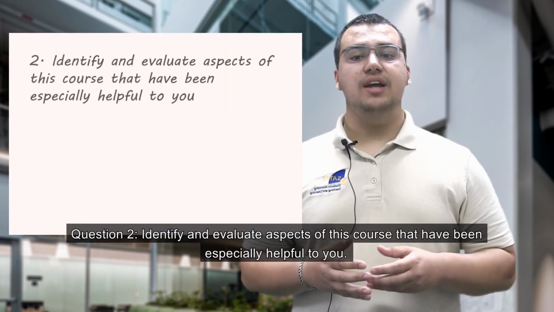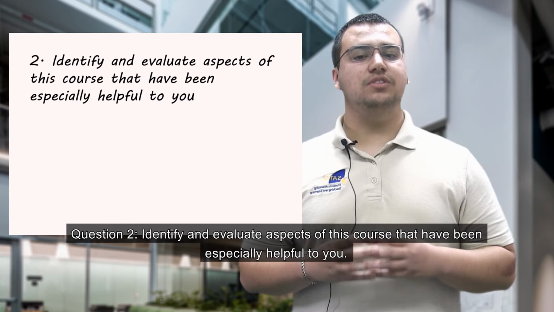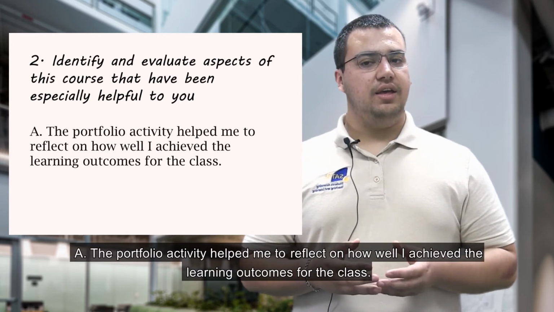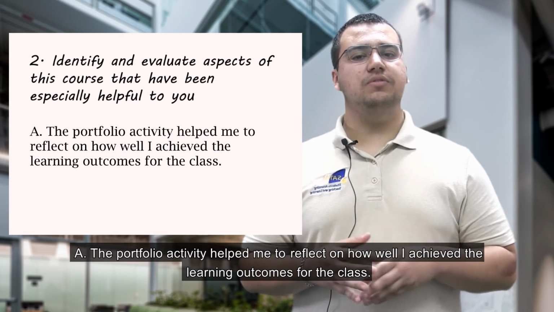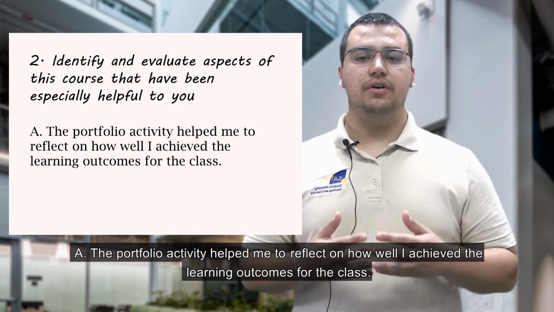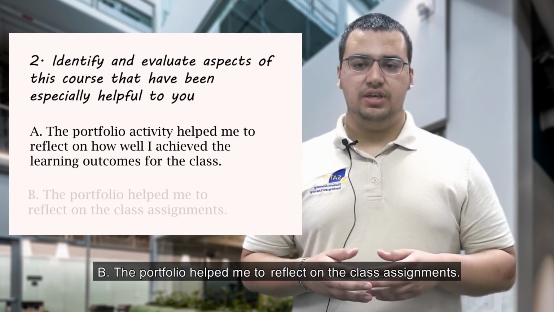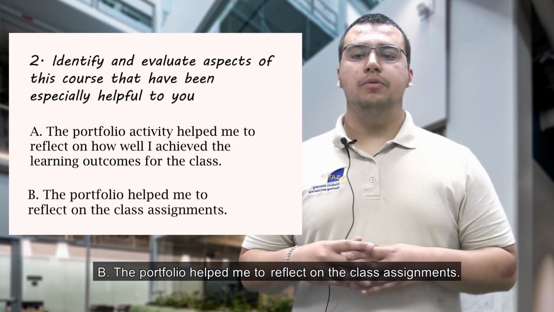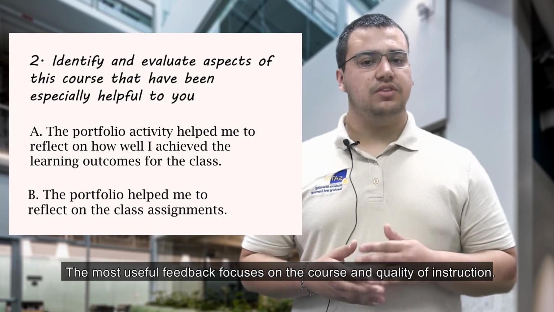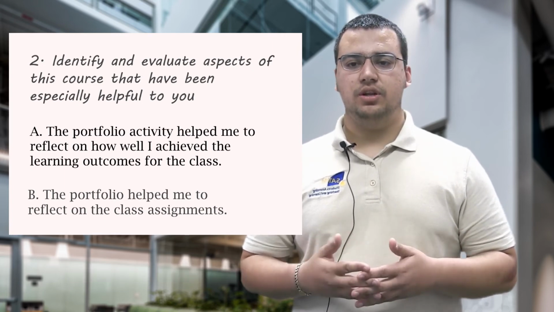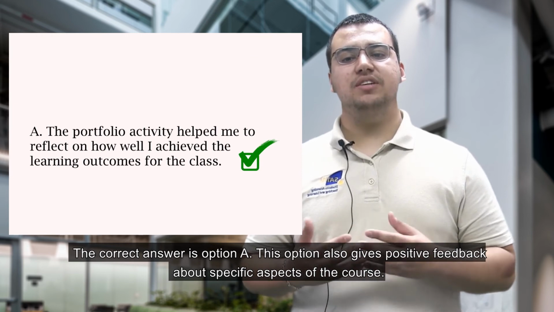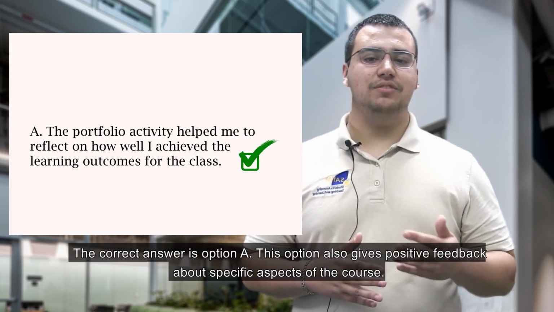Question 2. Identify and evaluate aspects of this course that have been especially helpful to you. A. The portfolio activity helped me to reflect on how well I achieved the learning outcomes for this class. B. The portfolio helped me to reflect on the class assignments. The most useful feedback focuses on the course and quality of instruction. The correct answer is option A. This option also gives positive feedback about a specific aspect of the course.